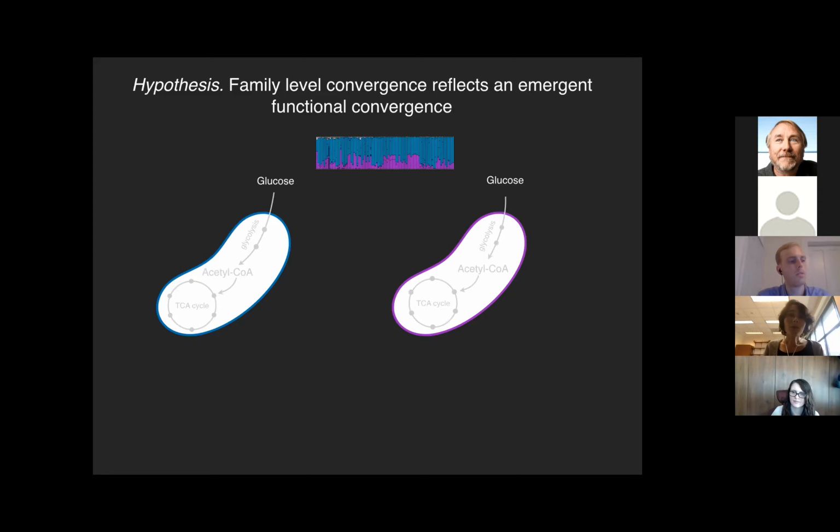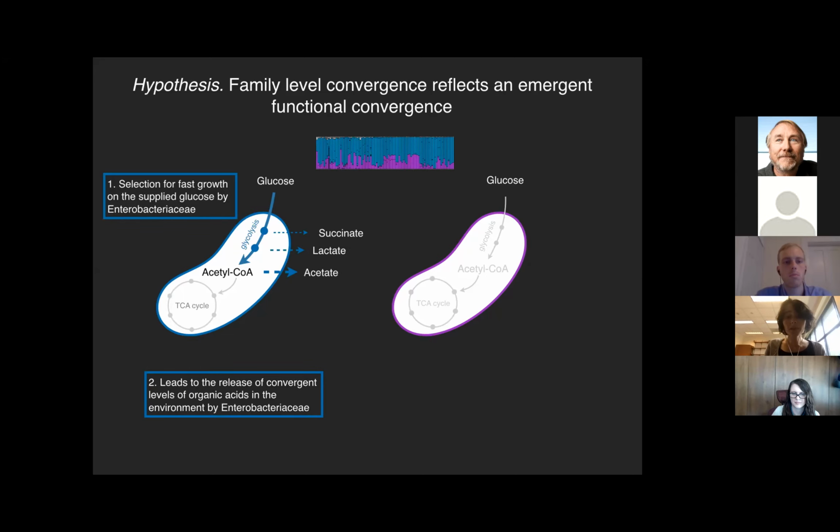And so together, these results strongly support our initial hypothesis that family convergence reflects a functional convergence. And so here is what we think is happening. First, there is strong selection for fast growth on the supplied glucose, which is conserved at the family level. Then this leads to the secretion of convergent levels of organic acids in the environment by the Enterobacteriaceae. And then the Pseudomonas prefer organic acids to glucose and are also better at growing on them. They cross-feed on these organic acids.